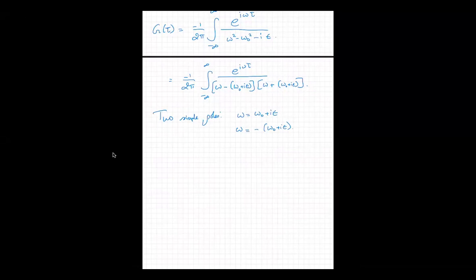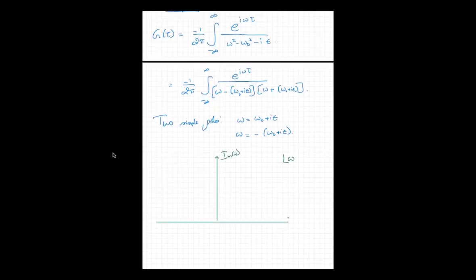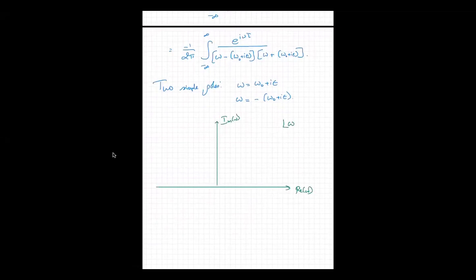Okay, so let us draw the complex plane, complex omega plane. So this is my complex omega plane. This is of course the imaginary omega axis, and this is the real omega axis. This is the real part of omega, right? So where are the two poles? Remember that in this quadrant, the real part of omega is positive. The imaginary part of omega is also positive.